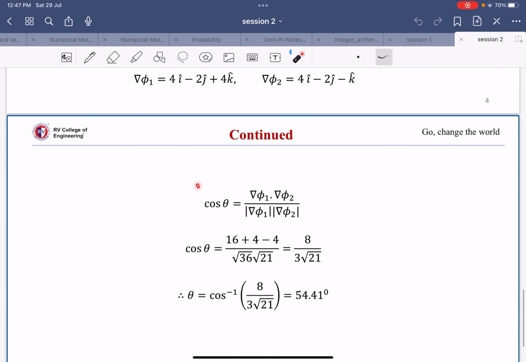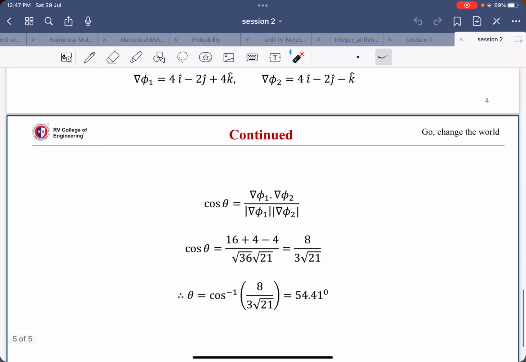So as we already know, to find the angle between the two normals to the surfaces, cos theta is equal to gradient of phi 1 dot gradient of phi 2 divided by magnitude of grad phi 1 into magnitude of grad phi 2. Very much similar to finding the angle between two vectors: vector A dot vector B divided by magnitude of vector A into magnitude of vector B, where A is gradient of phi 1, which is a vector, and B is gradient of phi 2, which is another vector. We have already found gradient of phi 1 and gradient of phi 2.